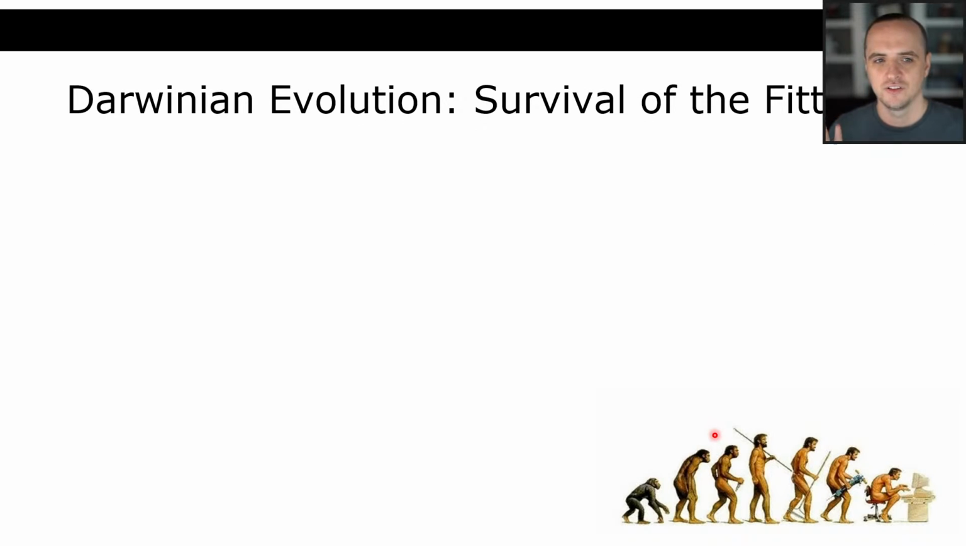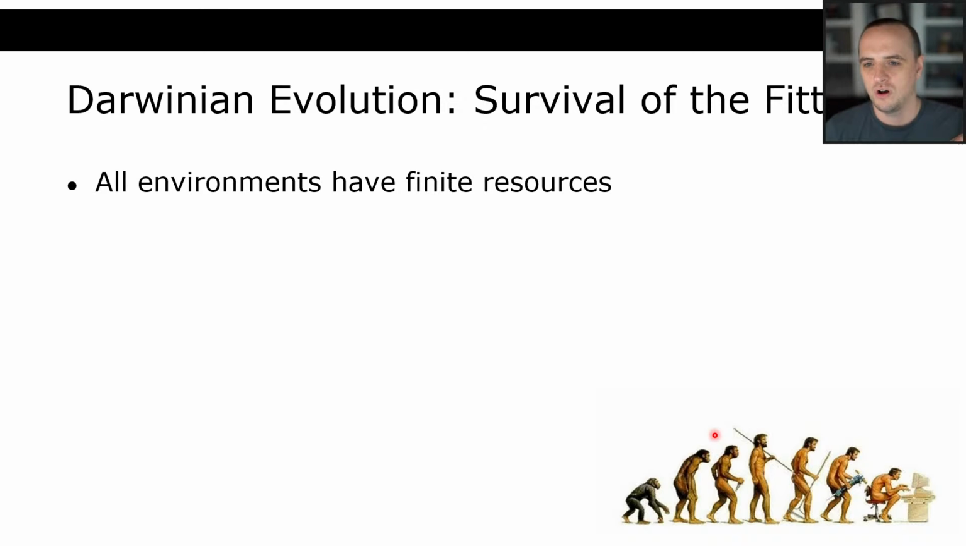All right. So, Darwinian evolution, survival of the fittest. This is what we are going to be mimicking when we do evolutionary computation. So we are taking the biological theory of evolution, and we are translating that into a theory that should be able to work in computers as well. Okay? So in order to do that, let's review what evolution says, right? Darwinian evolution specifically. All environments that exist in the real world have finite resources.